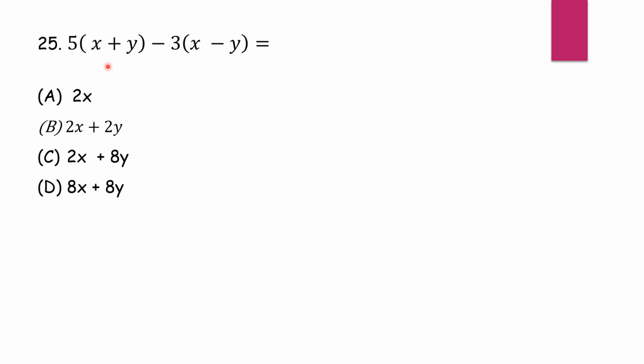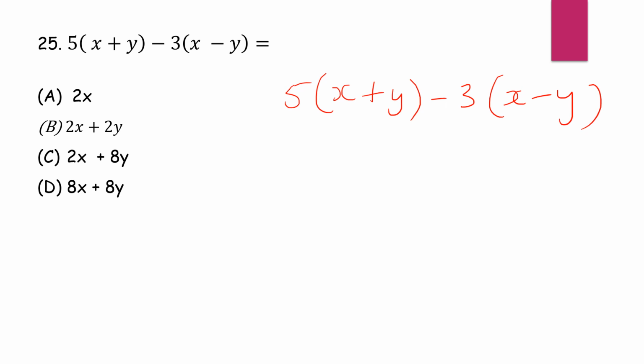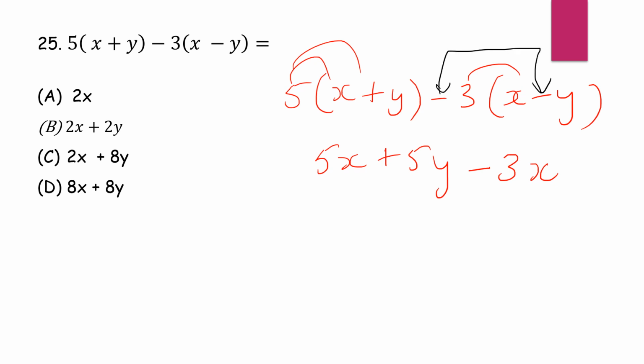Question 25. 5 open brackets x plus y close bracket minus 3 open brackets x minus y is equal to. So let's just write it here. What we're doing is multiplying what's in the bracket by the number on the outside. So 5 times x, 5x, 5 times y, 5y, minus 3x. Now this minus and this minus will give us a plus 3y. So then we're going to group. So 5x goes with this minus 3x.